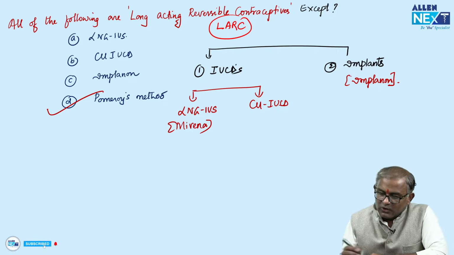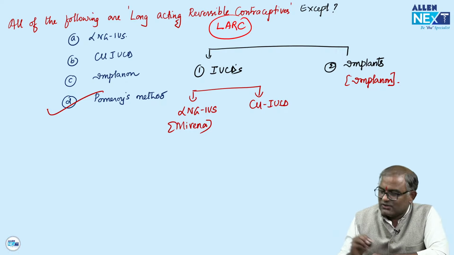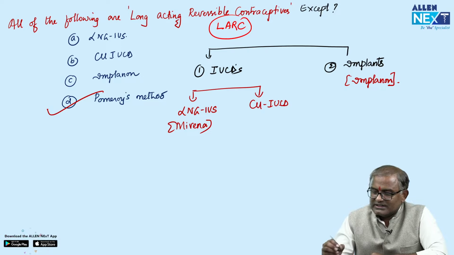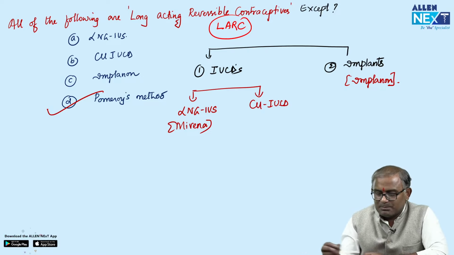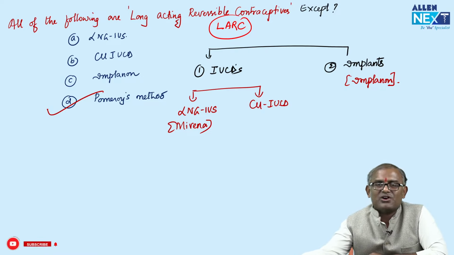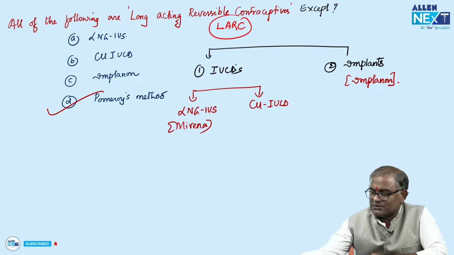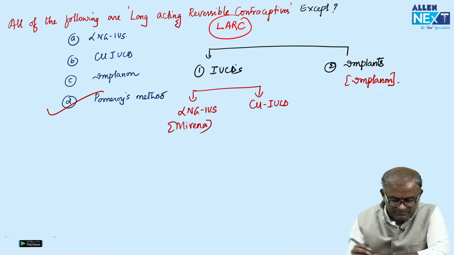Okay, doctors, so we have got two sets of LARC. One is IUCD, another one is implants. In the IUCD, it can be LNG IUS, that is progesterone containing IUCD, that is levonorgestrel containing IUCD, and copper IUCD, and implants, that is Implanon.